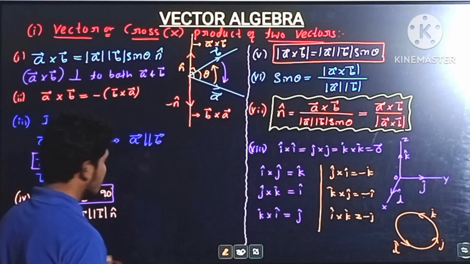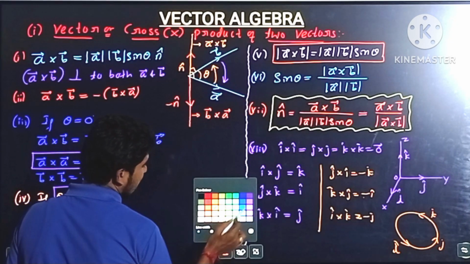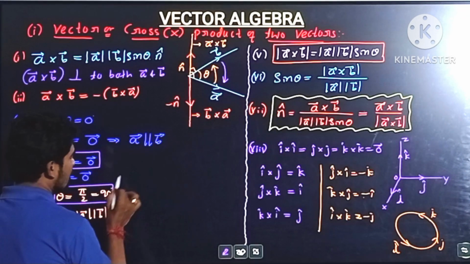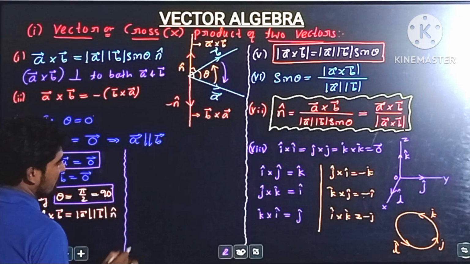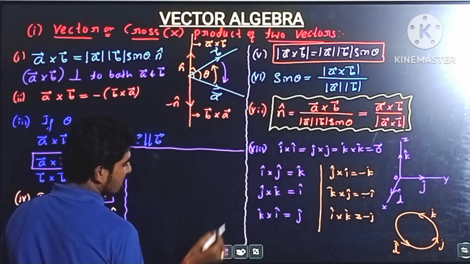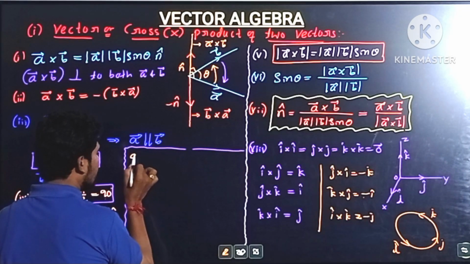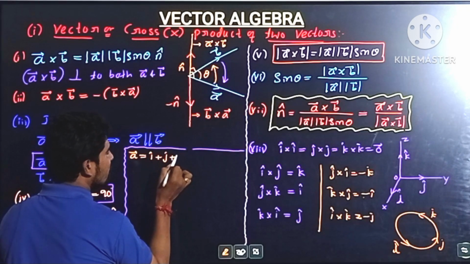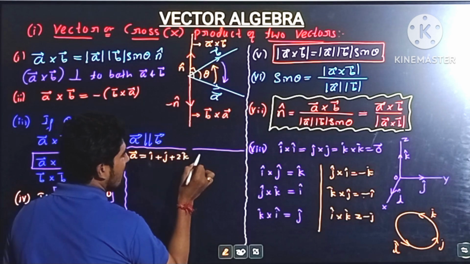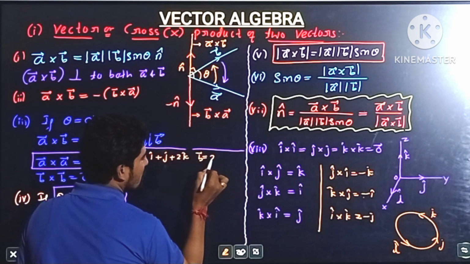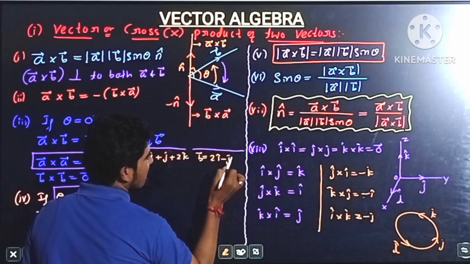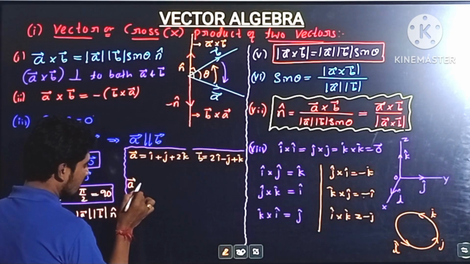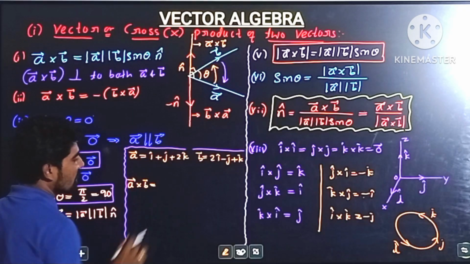The last point you need to understand in this concept is the method of calculating the cross product of two vectors. Let's see. Suppose the a vector is equal to i cap plus j cap plus 2k cap, and the b vector is equal to 2i minus j plus k. Then find a vector cross b vector.